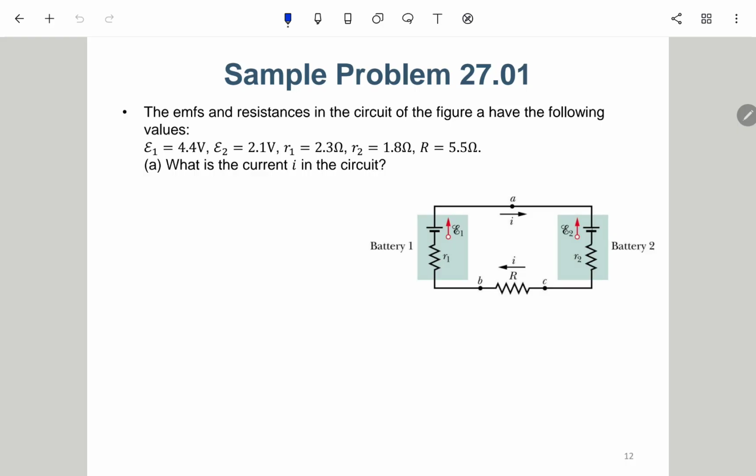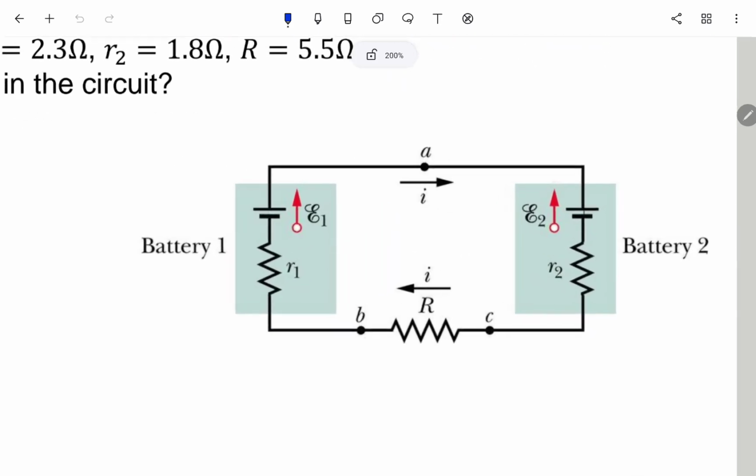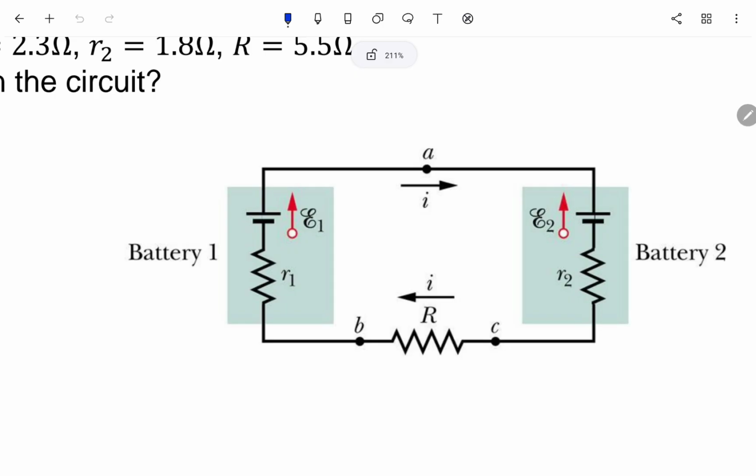So here's a sample problem. It says the EMFs and resistances in the circuit in figure A have the following values: E1, E2, R1, R2, and capital R. What is the current I in the circuit? This circuit already has two batteries. Each actually includes a real EMF, so an ideal source, the ideal battery or ideal EMF, whatever you can call it, in series with an internal resistor.